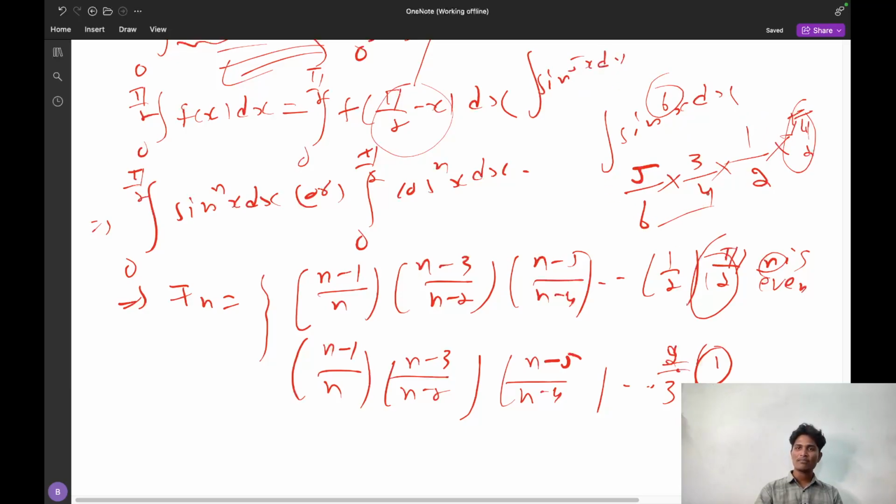The same process, but here everything is the same: you will get 5 by 6, and 3 by 4, and if I subtract again, 1 by 2 you will get, and into 1 we will get, because power 5 is odd.